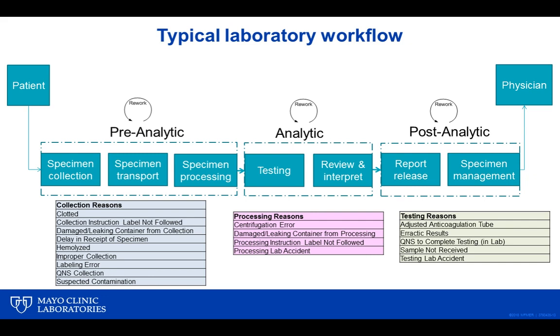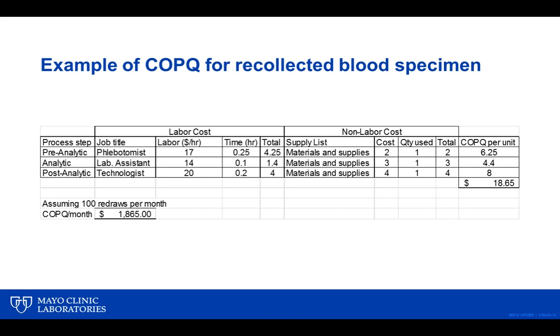So now let's look at a simple, generic example of cost of quality for a recollected blood specimen. Like I said, if you look here, we have the process step. We're looking at the pre-analytic, analytic, and the post-analytic. And for each of this work that gets done in the lab, there's going to be a labor cost component and a non-labor cost component.